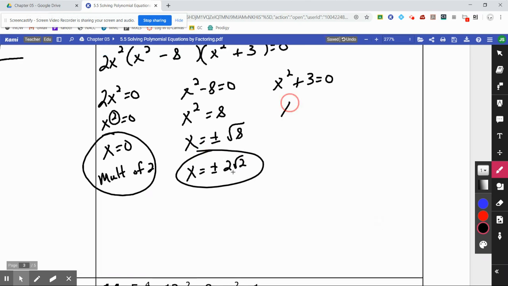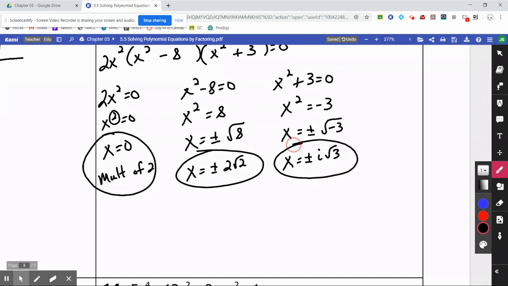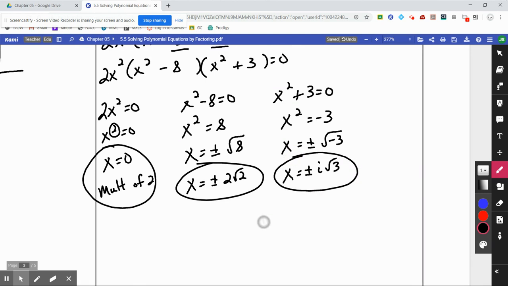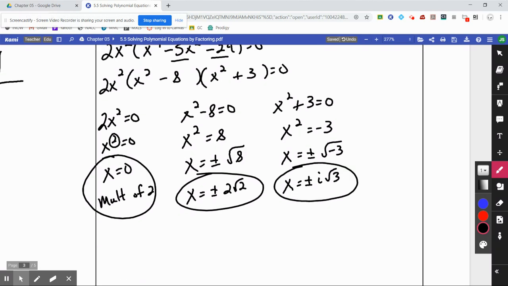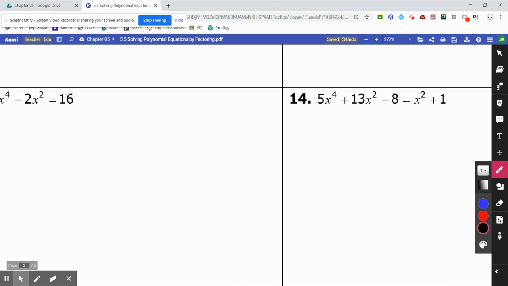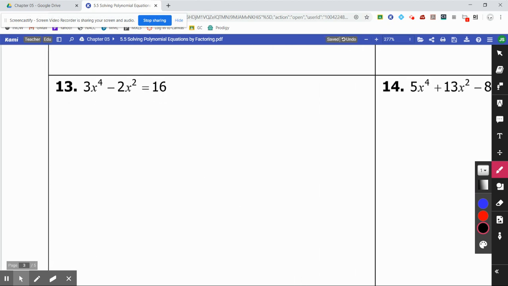And the last one, move the 3 over, gives you x squared is negative 3. So x is plus and minus the square root of negative 3, which is plus and minus the square root of negative 1 times the square root of 3. And the square root of negative 1 is i. So there is your, let's see, we're looking for 6 roots here. There were 2 here, and 2 here. Number 13. Move everything to the same side.